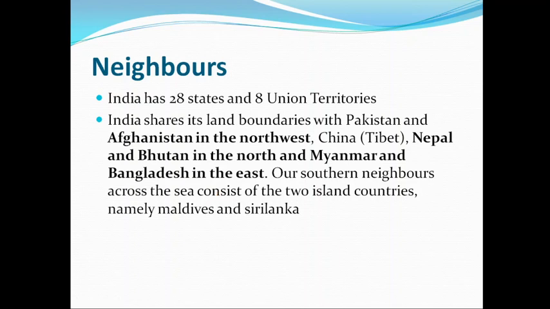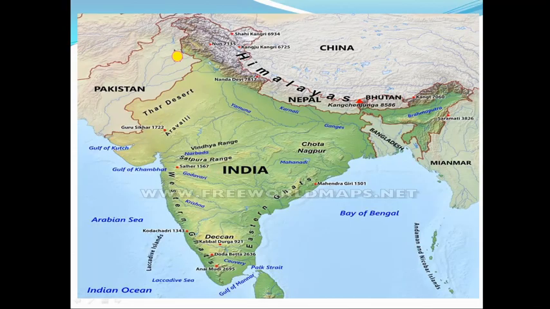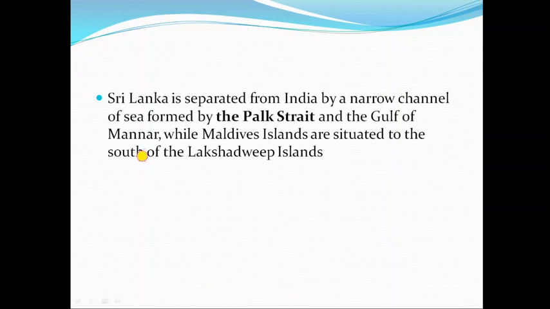Now next is neighboring countries. So let's discuss these. India has 28 states and 8 union territories. The important neighboring countries of India are Pakistan in the west and in the north, Afghanistan. Then we have China in the northeast, north, and Nepal, Bhutan, Myanmar in the east, Bangladesh, and then in the south we have two main island countries. These are Sri Lanka and Maldives. So this was about the neighboring countries of India.